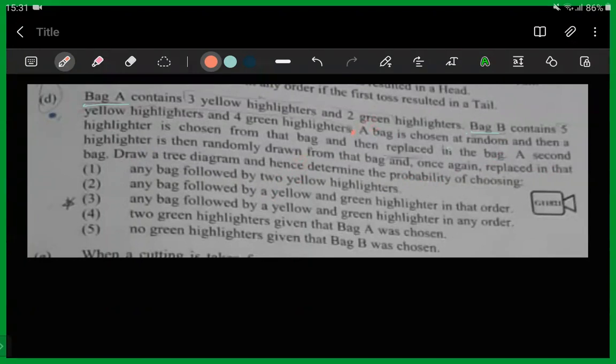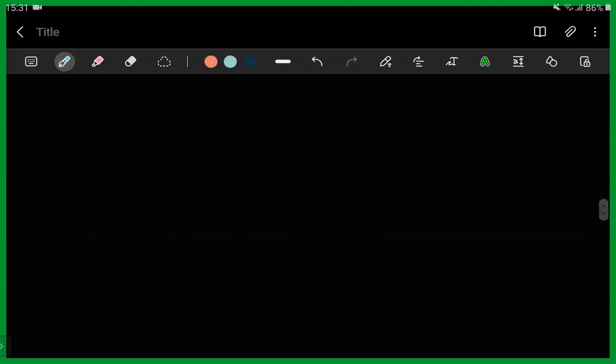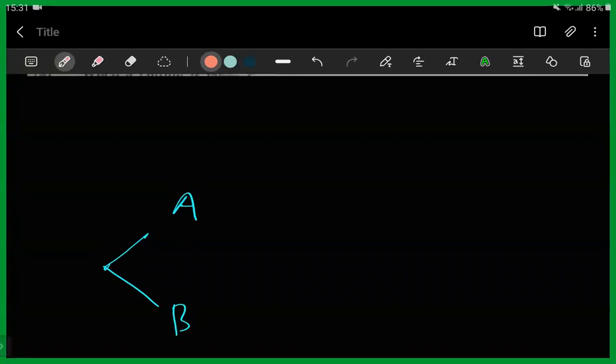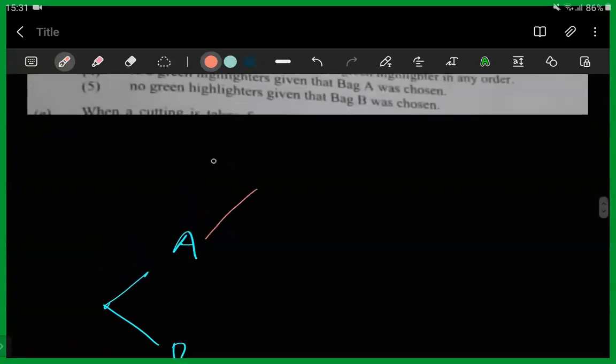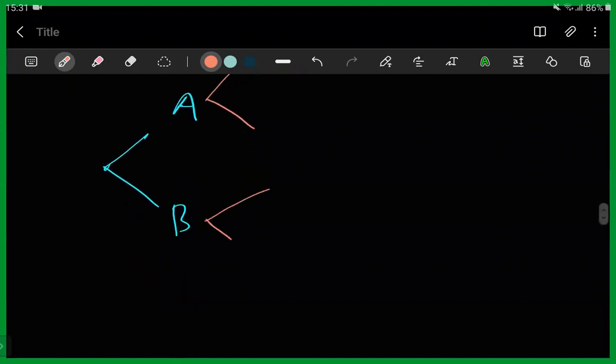So a bag is chosen at random and then a highlighter is chosen from the bag and replaced. A second highlighter is then chosen. So they choose a bag first and then 2 highlighters afterwards. In the tree diagram, you choose one bag, bag A or bag B. Once you choose bag A, you're either going to choose a green highlighter or a yellow highlighter.